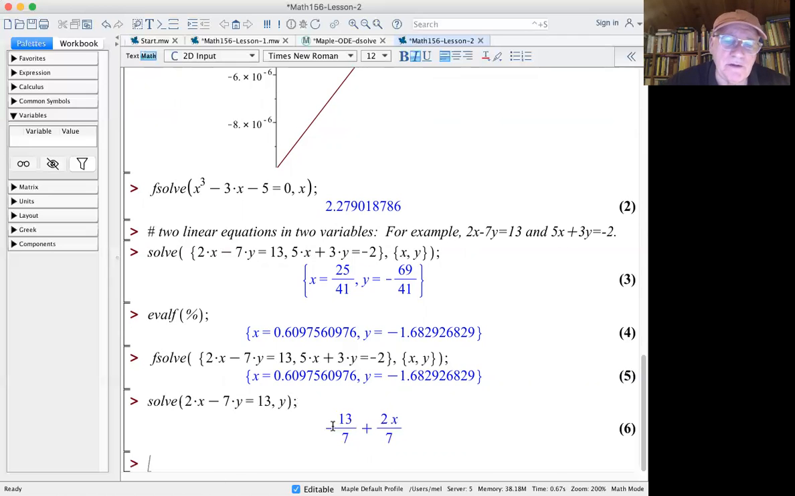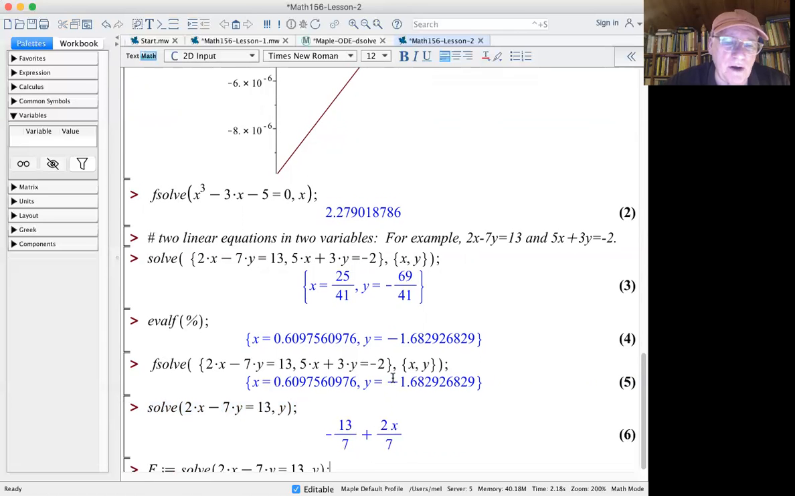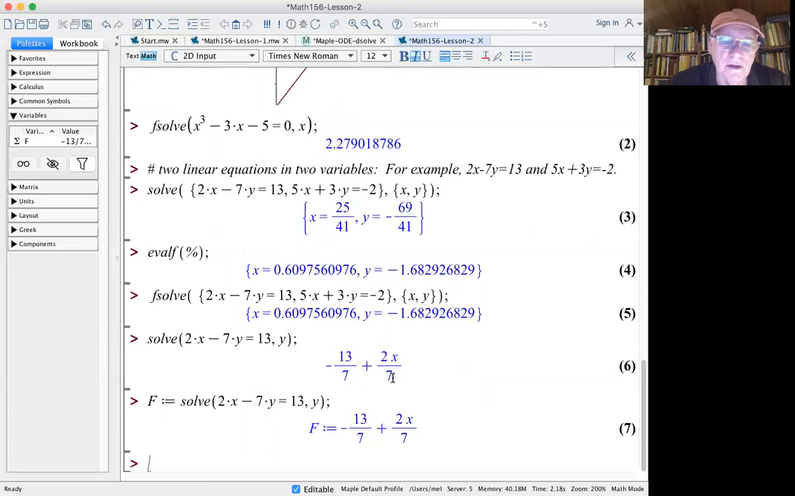Let me give this expression a name. The way you name something in Maple is to say, well, suppose I just want to call it capital F. F colon equals means this is how you assign the value to a variable. So I want F to be what you get when I solve this equation. So F is this expression.